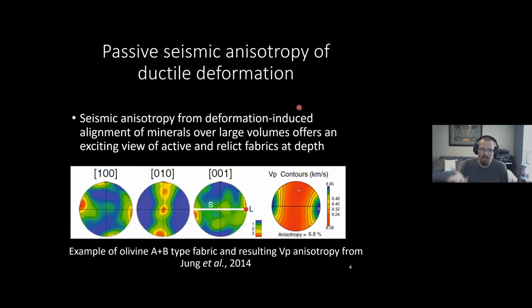And so here's a simple example of mineral anisotropy, which is just an AB olivine fabric. And you can see the Miller indices showing you the different orientations of the A, B, and C directions. There's going to be a lot of Miller indices in this talk.